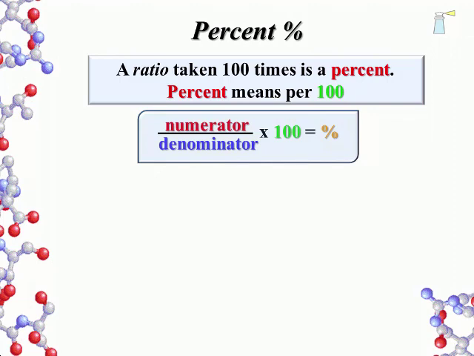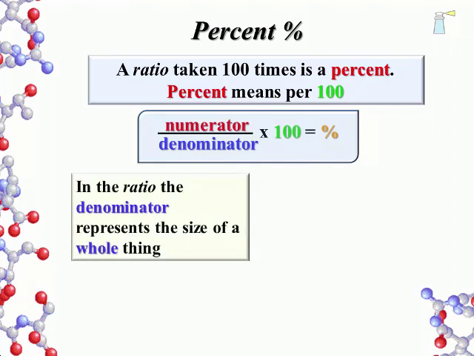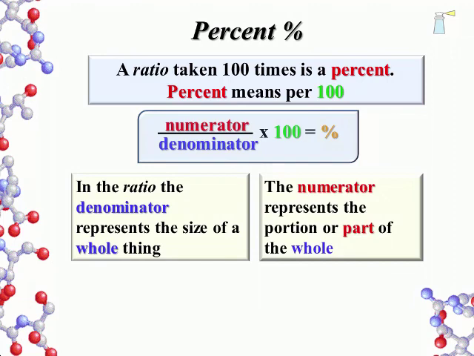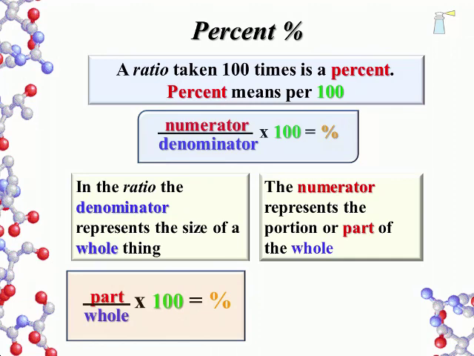In the ratio, the denominator represents the size of a whole, or how many parts make a whole. The numerator represents the portions or parts of the whole. Incorporating that language, numerator as the part and denominator as the whole, we have a more useful expression. Part divided by whole times 100 equals percent.